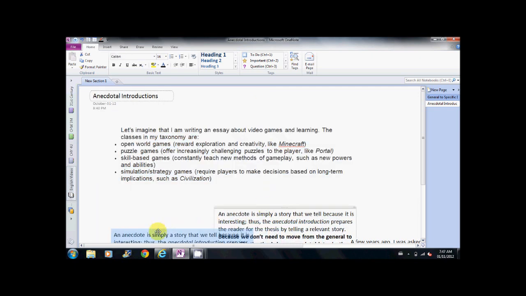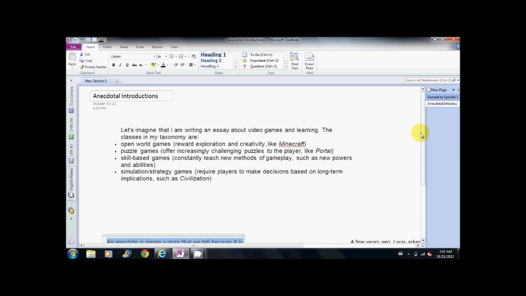Let's imagine that I am actually writing my own taxonomy, and since you're working on taxonomy now, this might make sense to you. And that taxonomy or that classification I'm working with has to do with video games and learning. So I have created categories for games that I think will help me discuss video games and learning in an effective way. So here are my categories. We'll go over them really quickly just so you have some context for the anecdotal introduction I'm about to show you. So my categories are, my classes are open world games, puzzle games, skill-based games, games where you constantly learn new methods of gameplay. And then my last category will be simulation strategy games.